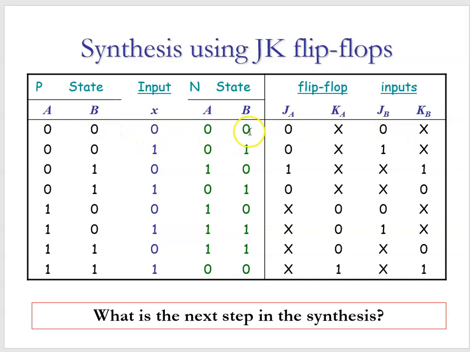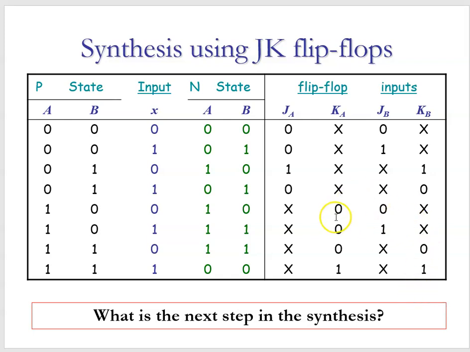For B, we went from 0 to 0. That's a reset, or stay the same. That's 0X. Then we get the 1X, X1, X0, 0X, 1X, X0, X1. So make sure that you can do this instead of just watching the video. Practice while you're doing it.